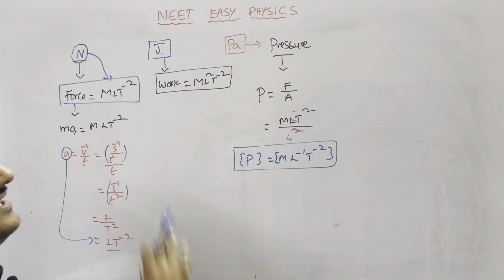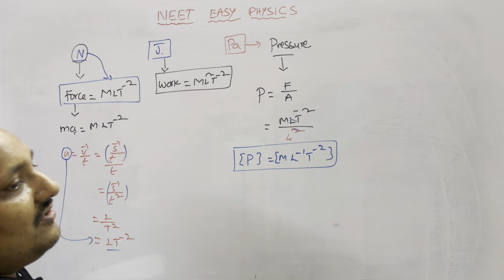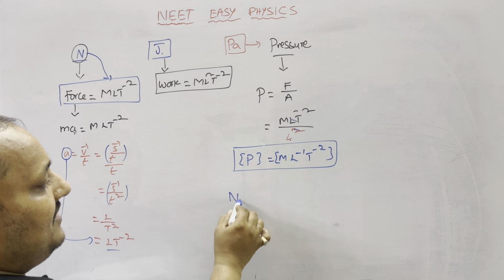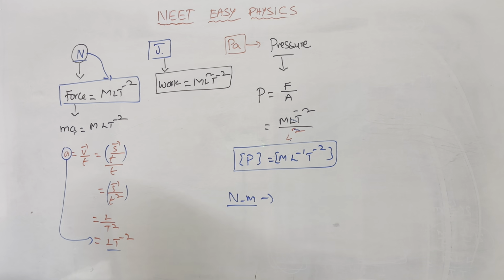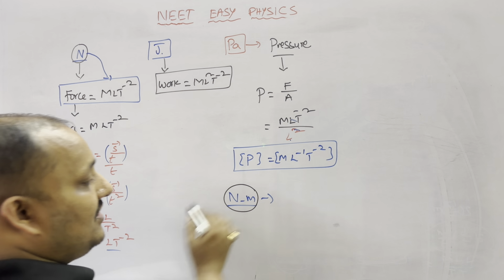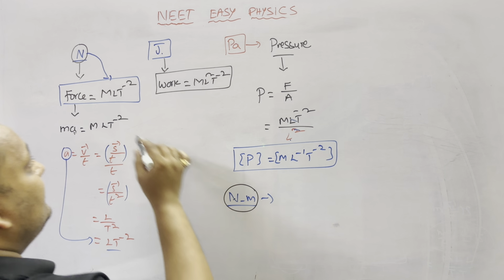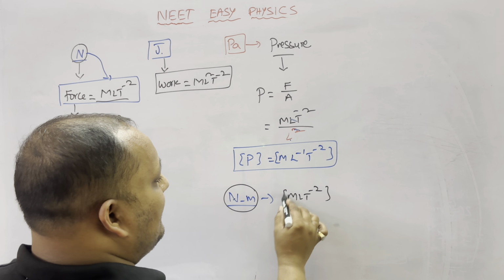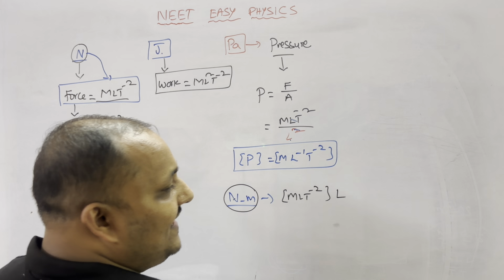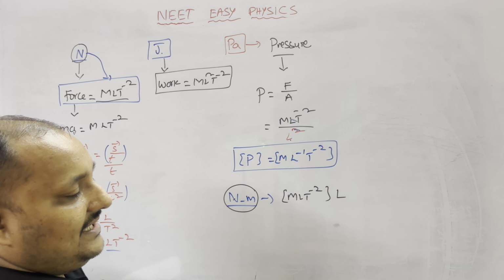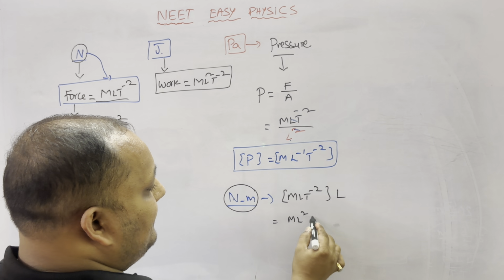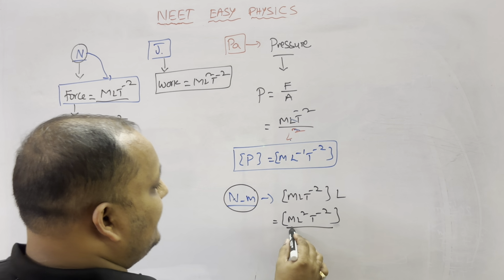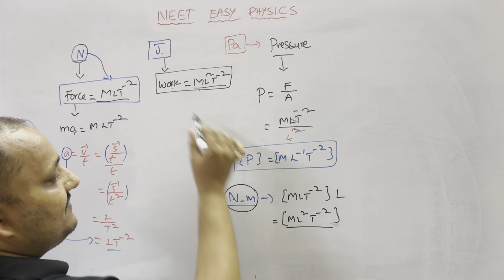Like this, whichever unit they give, to write the dimension formula for that unit you should come to know the physical quantity. Let us assume Newton meter is the unit. What is the dimension formula for Newton meter? Newton is the unit for force, therefore M L T power minus 2. Meter is the unit for length, therefore L. So finally you got M L square T power minus 2. See, M L square T power minus 2 is already the dimension formula for work done.